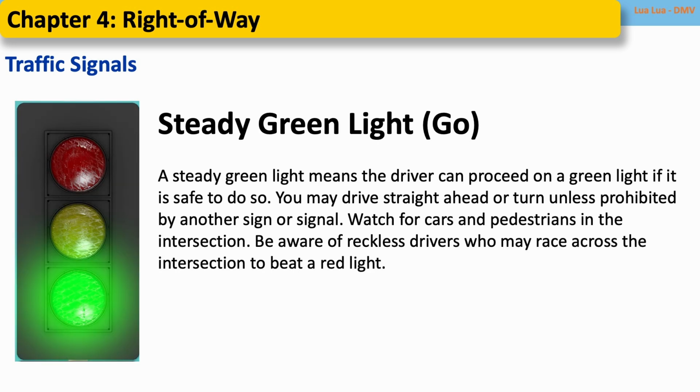Steady green light. Go. A steady green light means the driver can proceed on a green light if it is safe to do so. You may drive straight ahead or turn unless prohibited by another sign or signal. Watch for cars and pedestrians in the intersection. Be aware of reckless drivers who may race across the intersection to beat a red light.